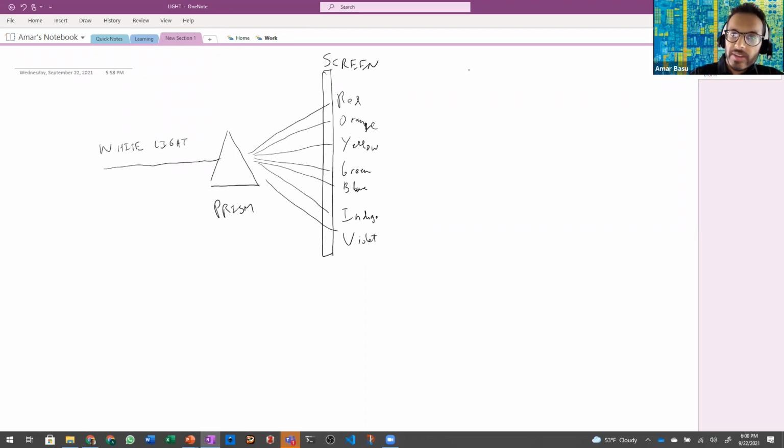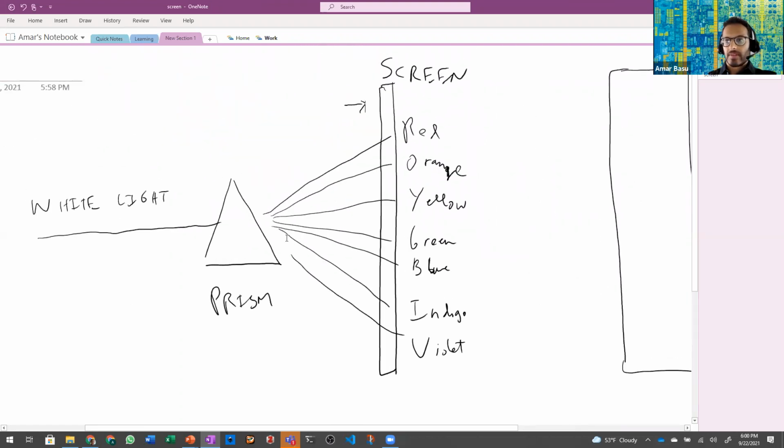Okay, and when we look at this screen, so if we look at the screen from this angle, we'll see a bunch of light colors on it. Okay, starting with red, orange, and going all the way to violet at the bottom.